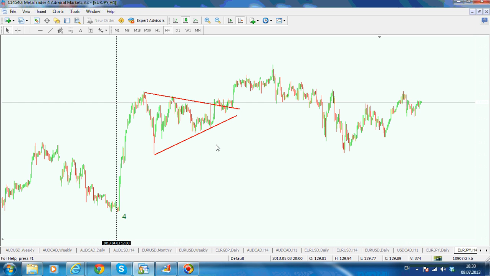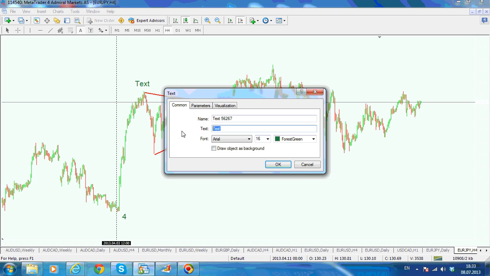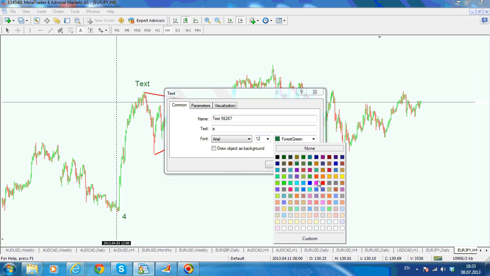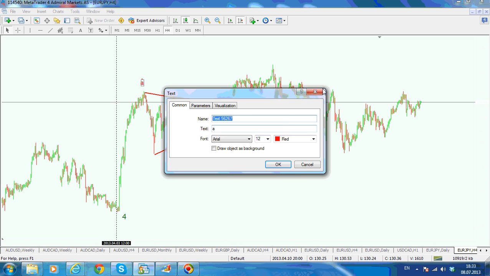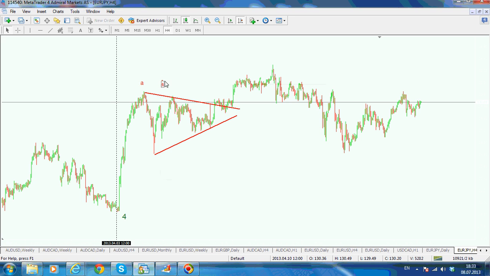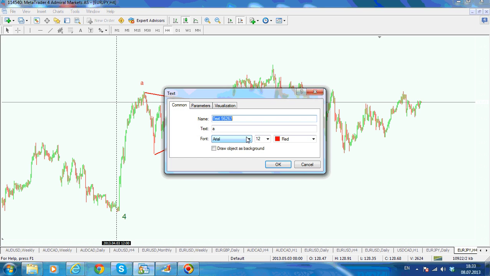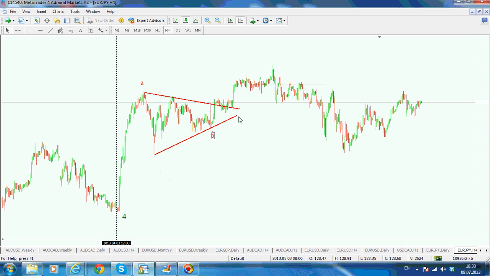Now because of this contracting triangle, this implies that we have an ABC move. So this implies that we have an ABC move of a lower degree. So let's say that this is A, B, and C. So A, B, C.